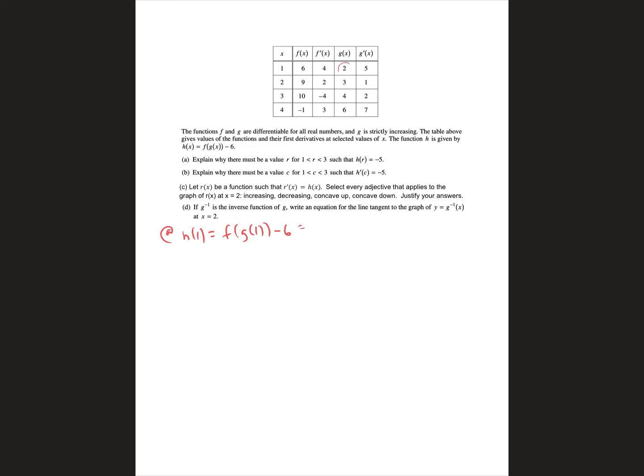G of 1 is 2, and f of 2 is 9. And then I'm going to find h of 3, following the same process. And then we notice that negative 5 is in between 3 and negative 7.